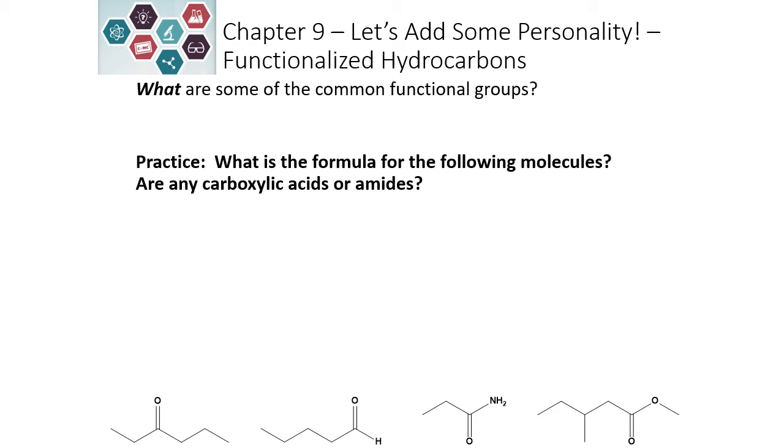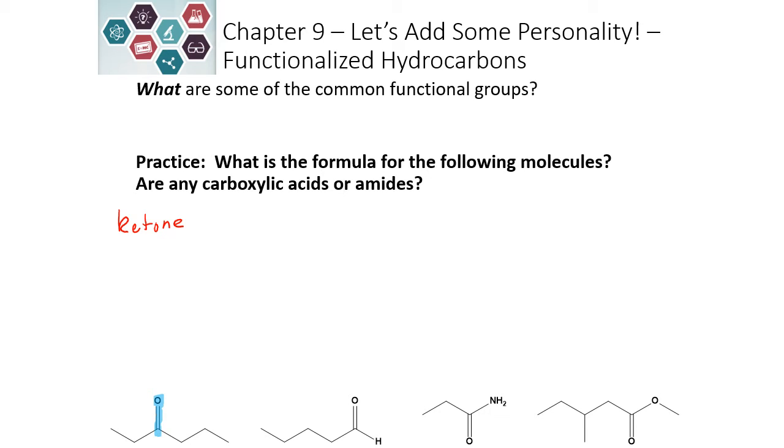Okay, so let's look at our first example. In our first example, we do have a carbonyl, so carbon double bonded to an oxygen, but it is not attached to a nitrogen or an OH. So this is not a carboxylic acid or an amide. It is, however, what we call a ketone: a carbonyl attached to two other carbon-containing groups.